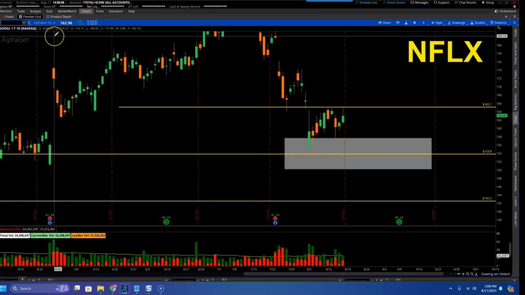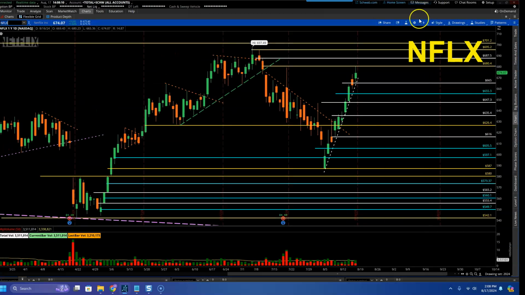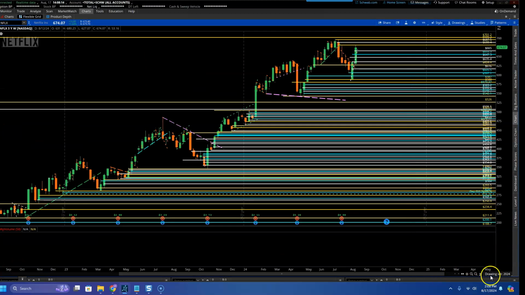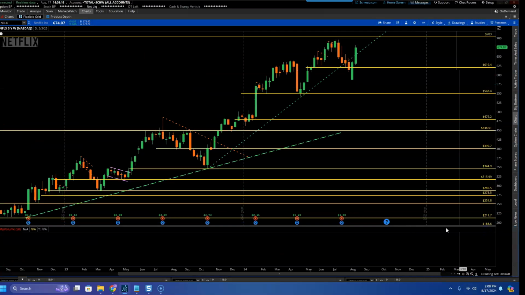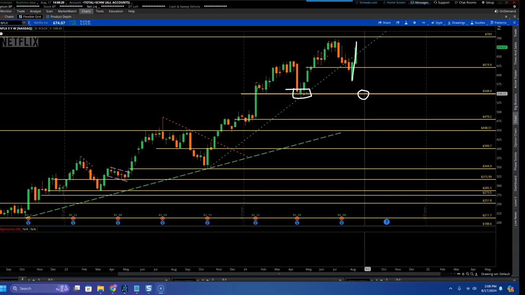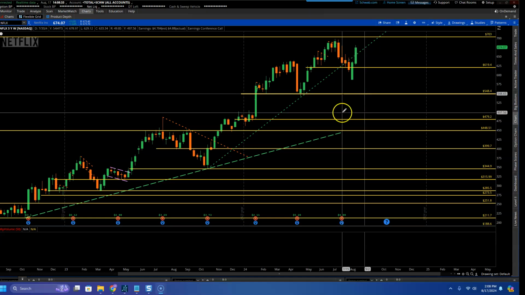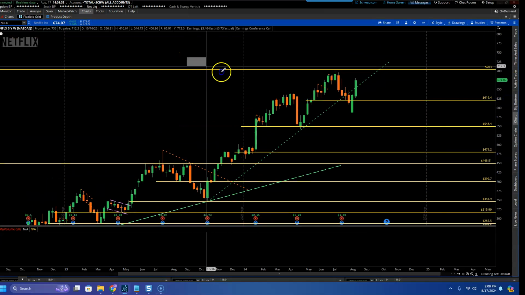Maybe Netflix. Really quick move back up. If I go into a weekly chart, I was actually looking for the price to come all the way towards 549, 550. That was the retest area and just the support as well. Price never came towards that level at all. It just moved up very quickly, so really couldn't catch it.